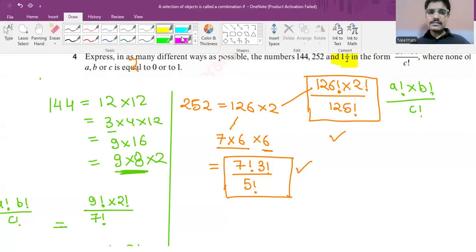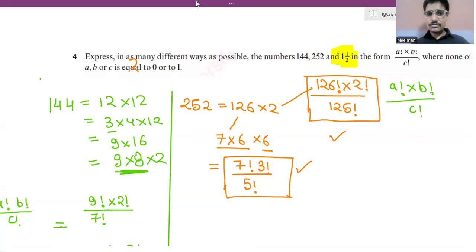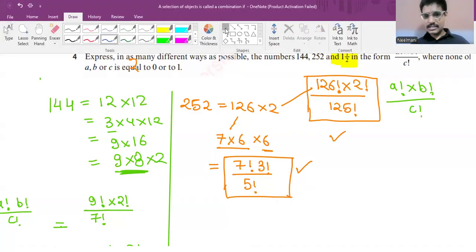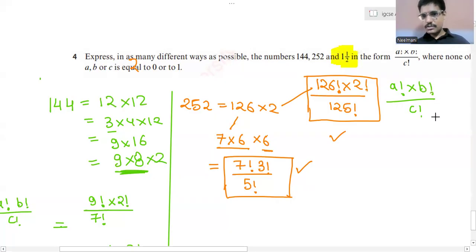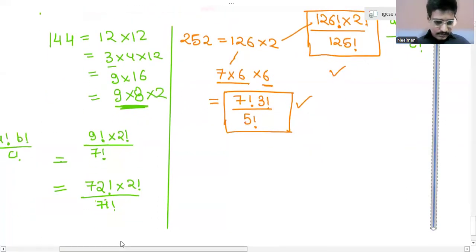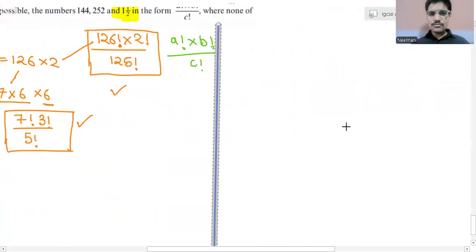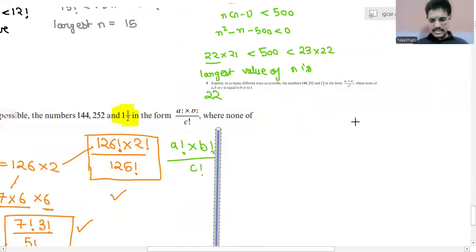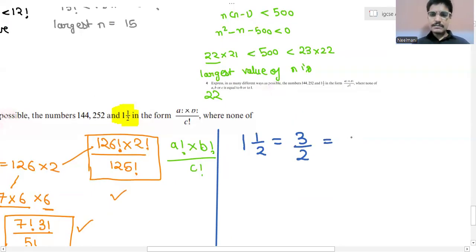What is important here is to first simplify this, because it would be difficult to solve in this pattern. So we would simplify this one and solve it. So what is the simplified form of 1 by 2? It is actually 3 by 2, correct? How do you get 3 by 2? That means 3 in the numerator and 2 in the denominator.